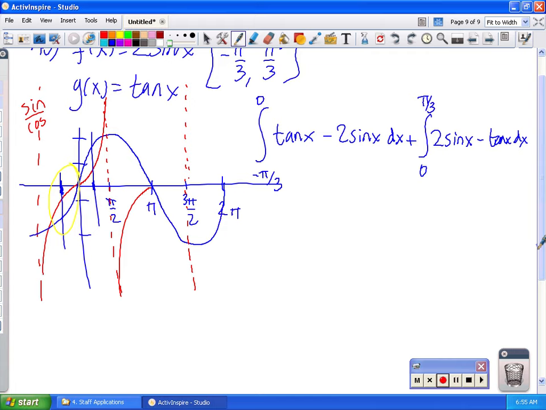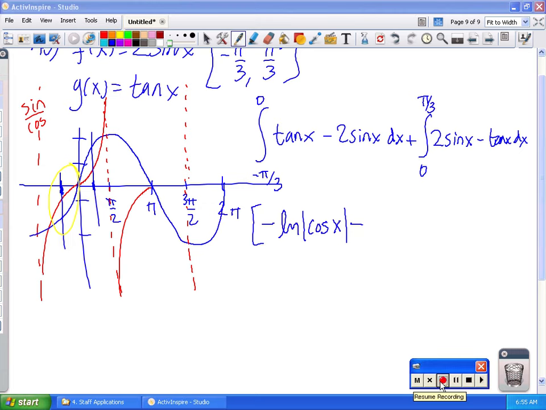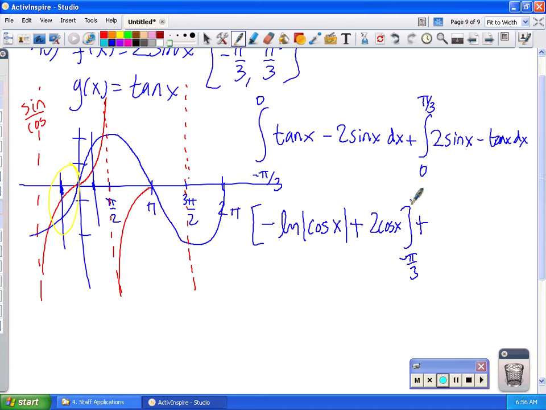The antiderivative of tangent is negative ln of the absolute value of cosine of x minus the antiderivative of sine is negative cosine. And then we're going to do the same thing, except that's going to be from negative pi over 3. You know what else I noticed? Those areas are equal. Let's not go through all this trouble. Look at the graph. Answer is 0.